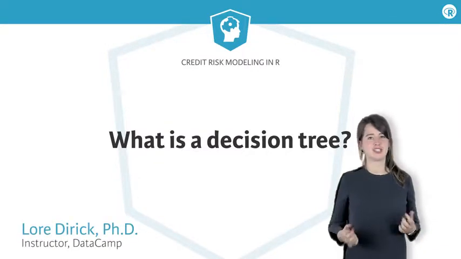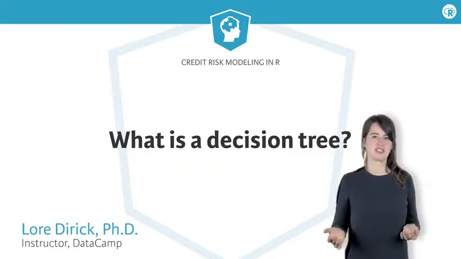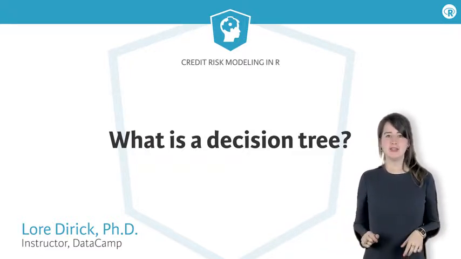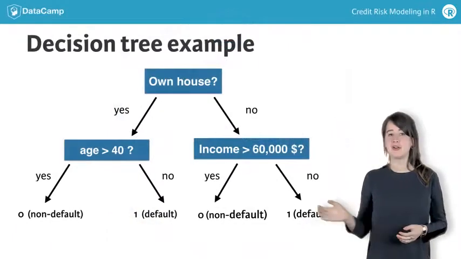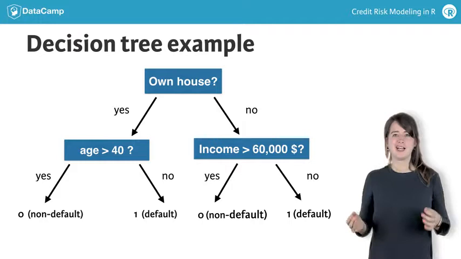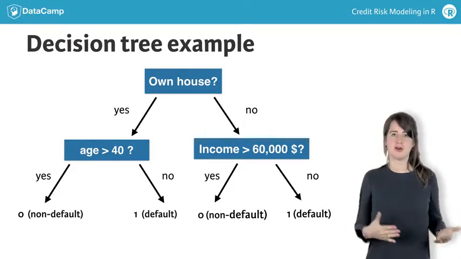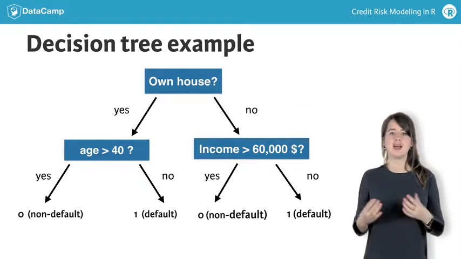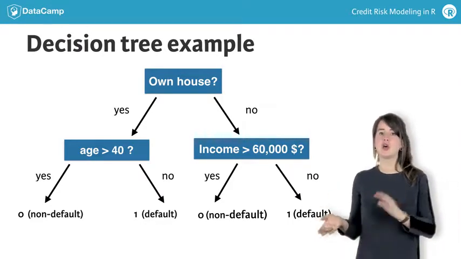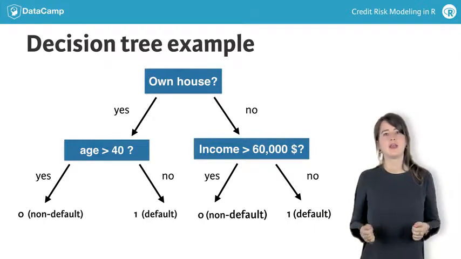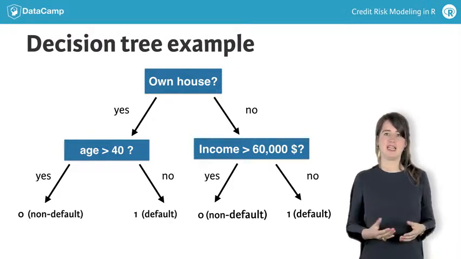Another way of classifying customers into groups of defaults and non-defaults is with decision trees. One major reason for the popularity of decision trees is their interpretability. Here's an example tree. Answering the questions from the top, or the root of the tree, through the bottom, or the leaf nodes, a decision is made on whether to classify a certain instance as a default or a non-default. There are several packages in R to construct decision trees automatically.